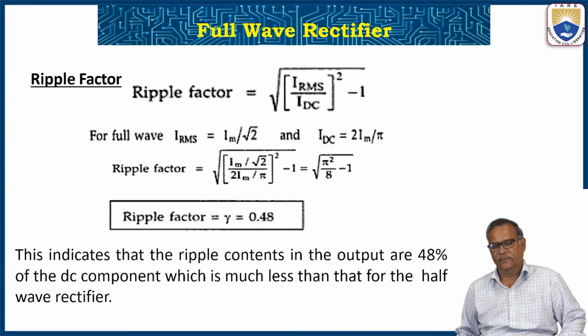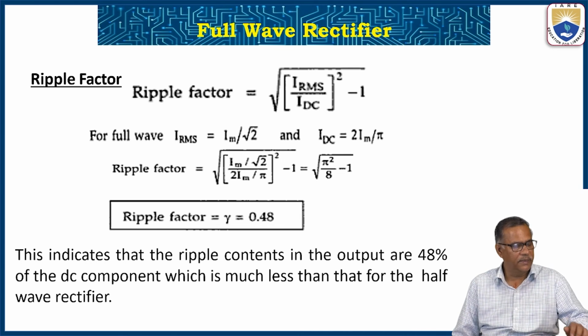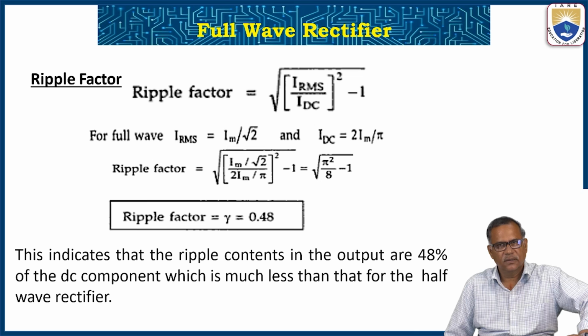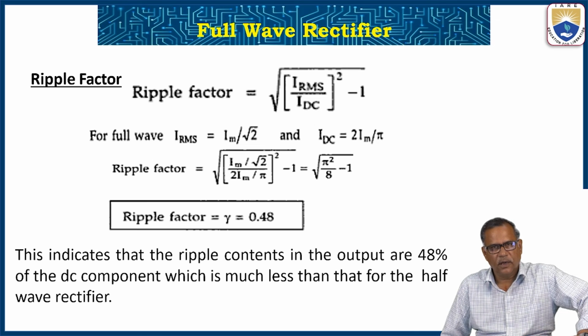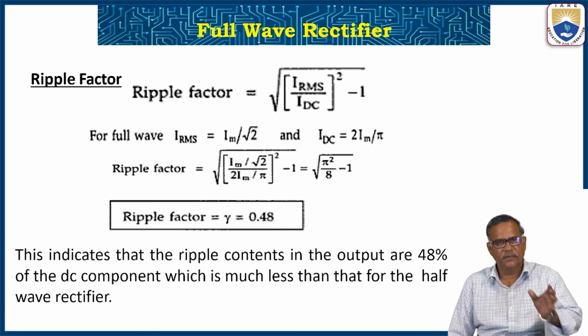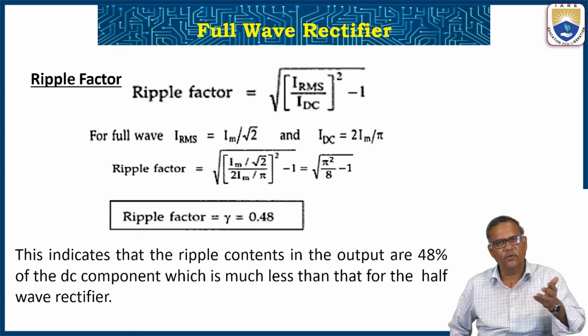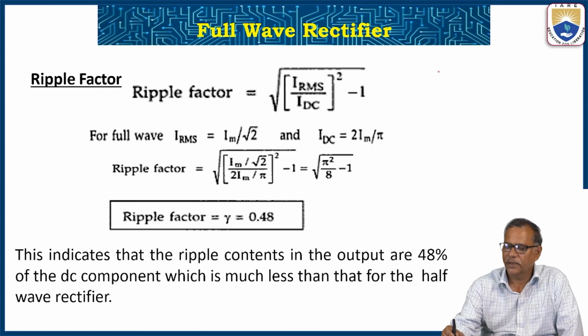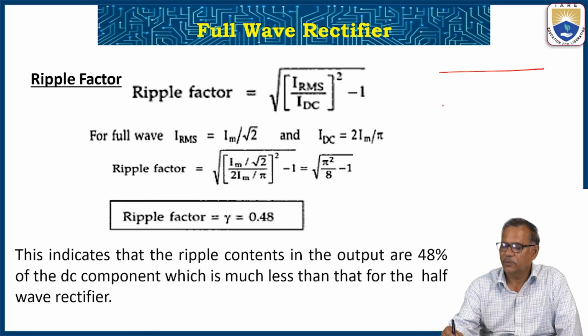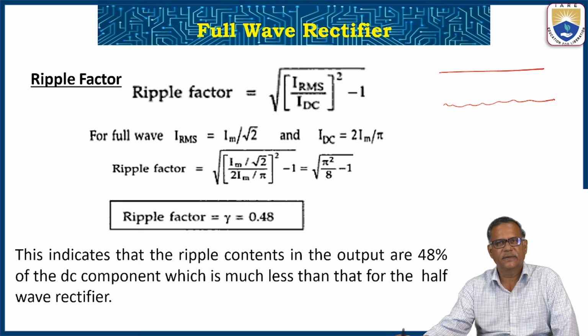The ripple factor indicates how smooth the output is. Ideally, there should not be any variations in the output. The output should be a perfect DC, but in reality, we don't get a perfect DC. We don't get output like this. We get a small amount of fluctuations like this. So the ripple factor indicates how smooth the output voltage is.